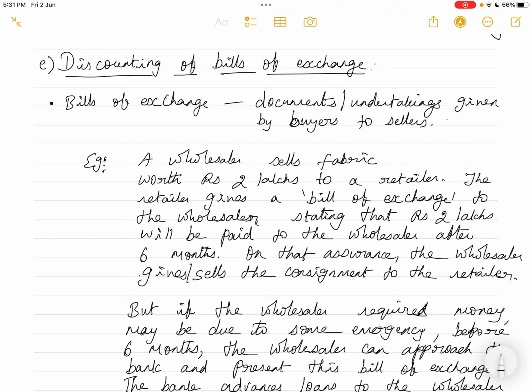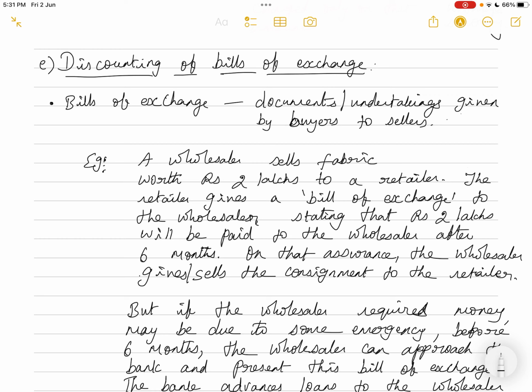A bill of exchange is a kind of document or undertaking given by the buyers to the sellers, mostly possessed by the traders. Now the wholesaler sells the consignment to the retailer, and the retailer buys the consignment on credit basis. Under that situation, the retailer gives a bill of exchange to the wholesaler stating that so and so amount will be paid by me to the so and so wholesaler, and this is the amount and this is the date the amount will be paid. This is simply like buying on credit basis.